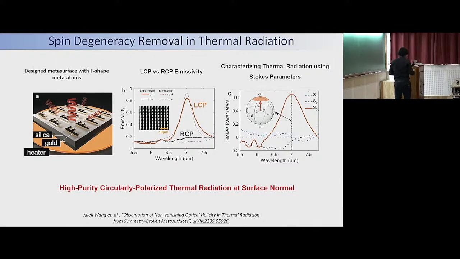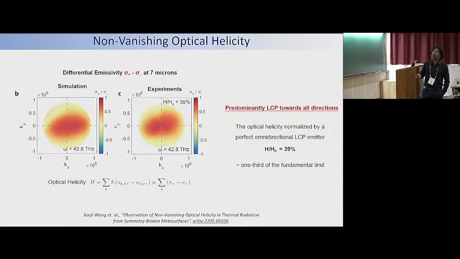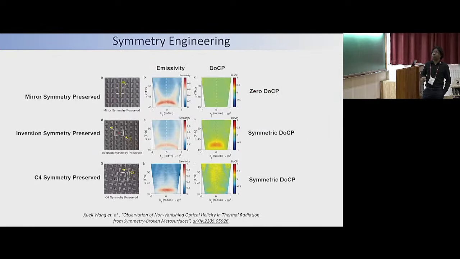And we have actually looked at this in more detail by studying the angle resolved emissivity as well as the spin polarized emissivity. There are some interesting dispersionless bands. I won't go into the details. For those of you who are interested, you can go through the paper, and there's a really good match between the simulation and experiments to prove that there is net spin angular momentum carried by the thermal light field. And this was not experimentally isolated before. That was one of our motivations to do it in a more conclusive way than what was done before.